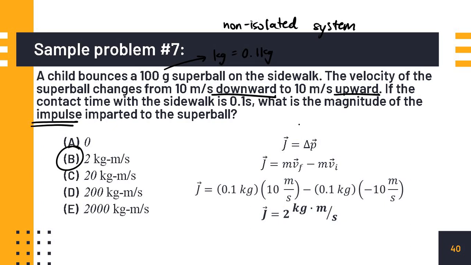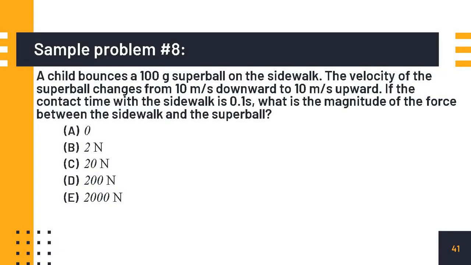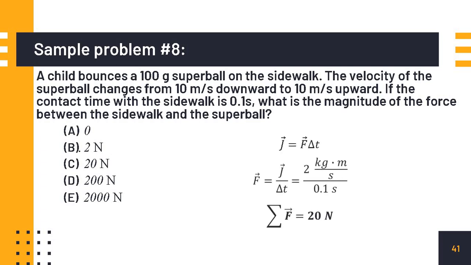Alright, now that we solved for the magnitude of the impulse, let's try to answer sample problem number 8, which actually wanted to know the magnitude of the force between the sidewalk and the super ball. So in order to do that, the equation that we derived earlier, that is the net force, is equal to the impulse divided by the time that it took for the collision to happen. Alright, so the answer is letter C.